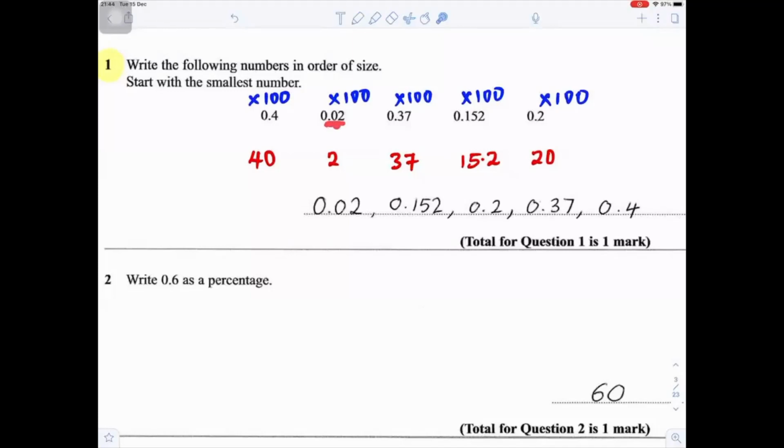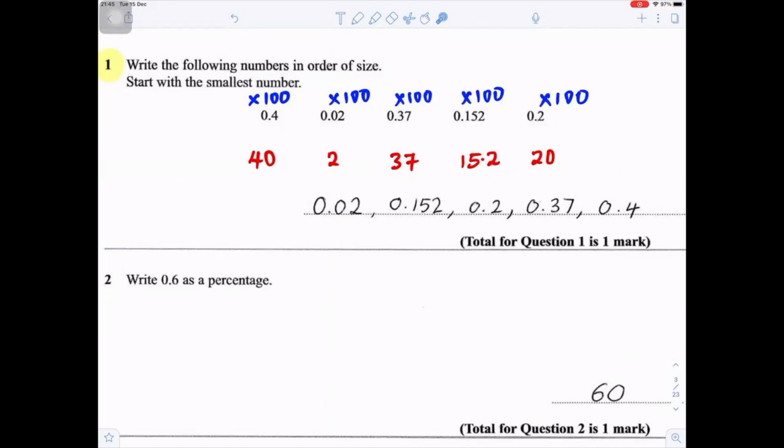And 0.02 times 100, the decimal places go 1, 2, it gives you 2. 0.37 times 100, 1, 2, it gives you 37. 0.152 times 100, move the decimal point 2 places ahead, 1, 2, it gives you 15.2. And 0.2 times 100, you move the decimal point 1, 2, put a 0 under the arch, it gives you 20. Now it's easy to compare these numbers.